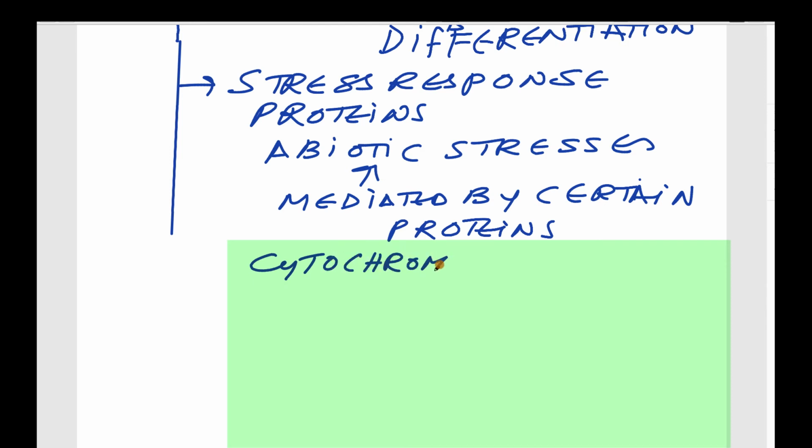cytochrome P450. What it does is convert toxic substances into less toxic ones.